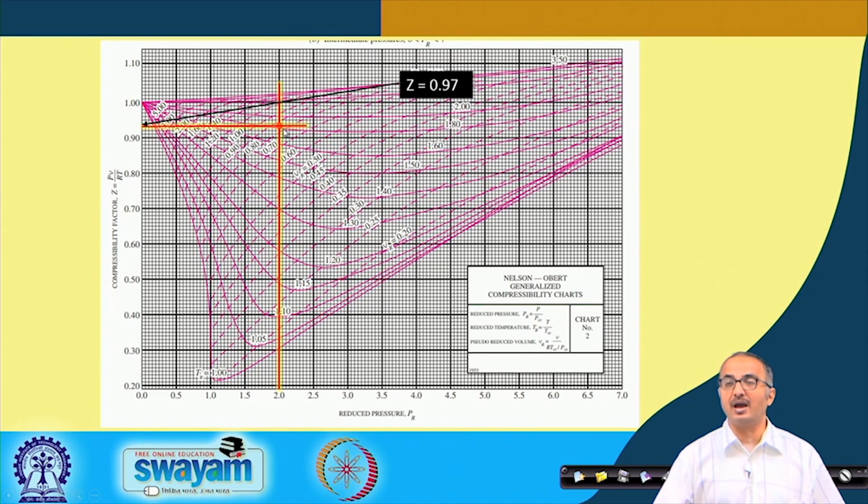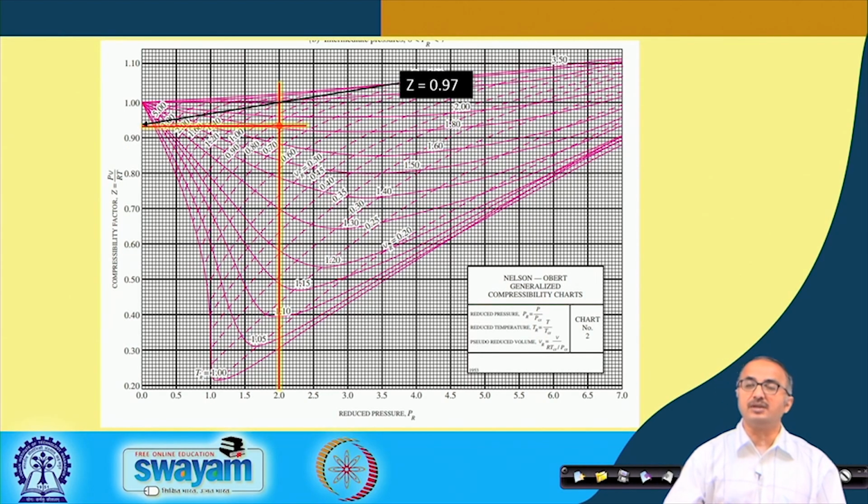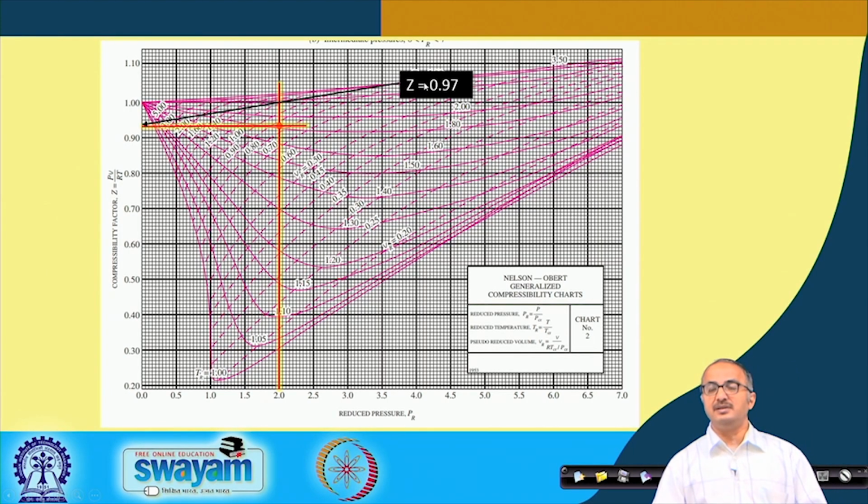So, you have to have proper knowledge of interpolation methods, so that you can locate the value of TR. Once you locate TR and find the intersection point, you make a horizontal line and read from the y axis the value of Z. Here you see the value of Z comes out to be about 0.97. This 0.97 indicates it is very near to the value 1, and 1 is for the ideal gas.